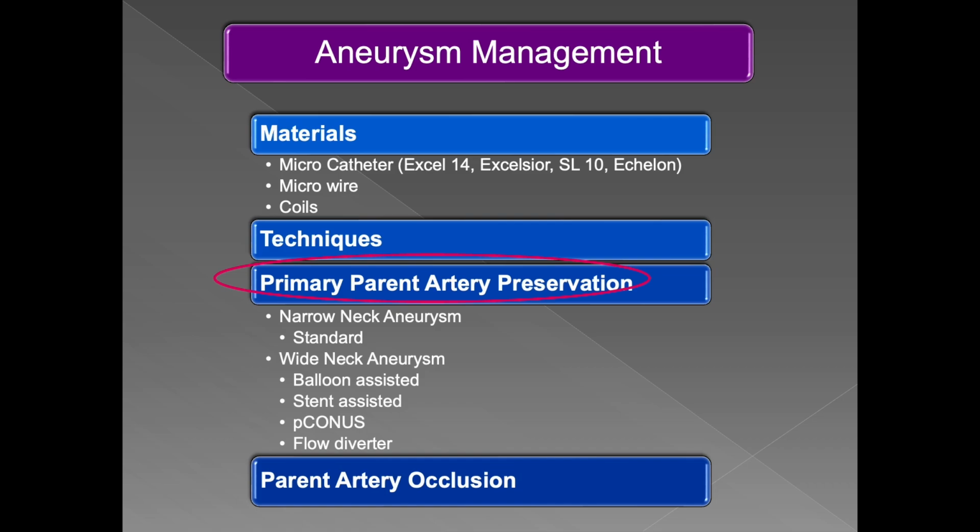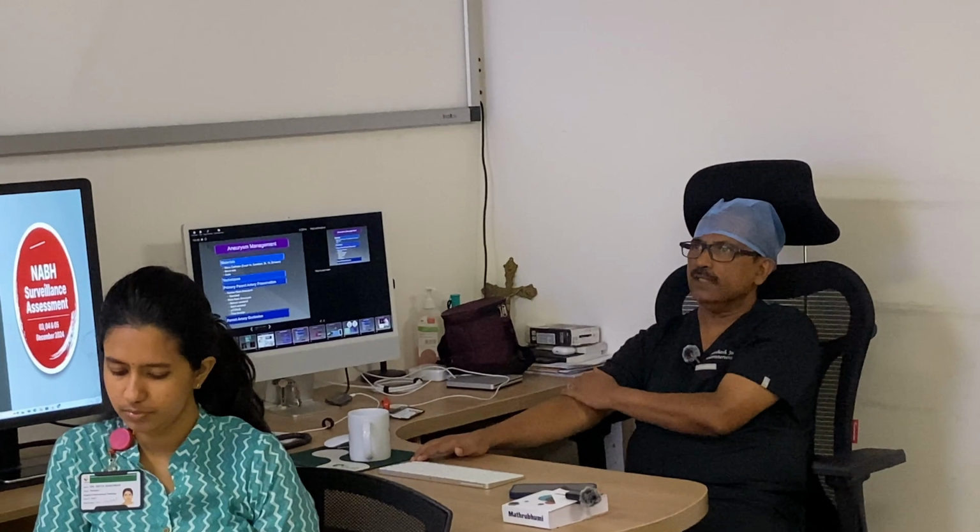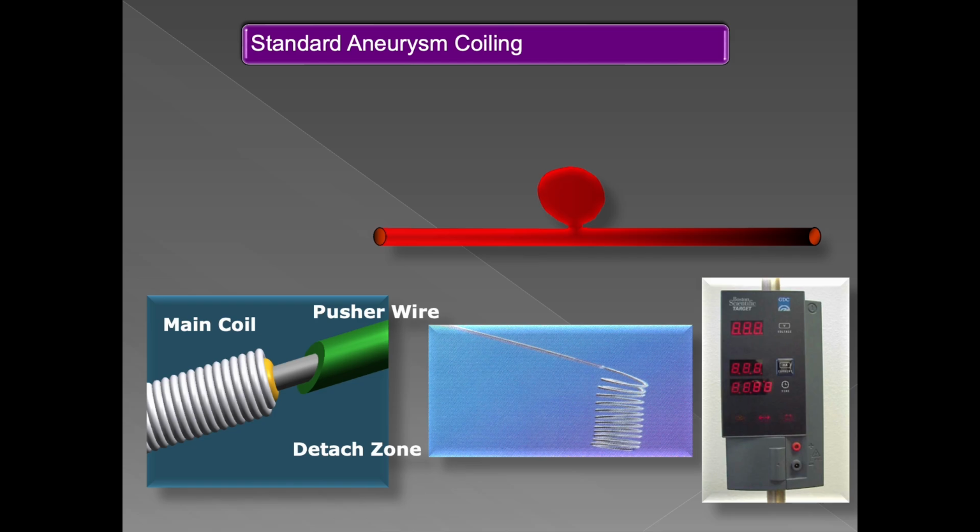In selected cases we can do this. It is particularly useful in narrow neck aneurysms, which is called standard coiling. And then there is another one, the wide neck aneurysm. We shall see in detail how we can use that. If you are satisfied, fine; otherwise you can retrieve the coil and use a new coil depending on the size of the aneurysm. Here we see an example of a narrow neck aneurysm.